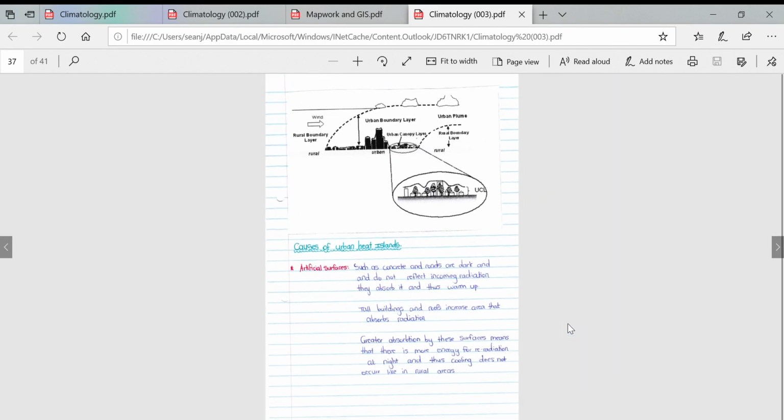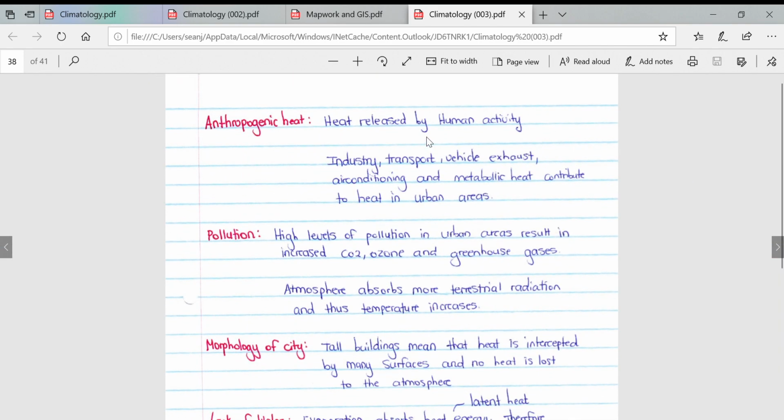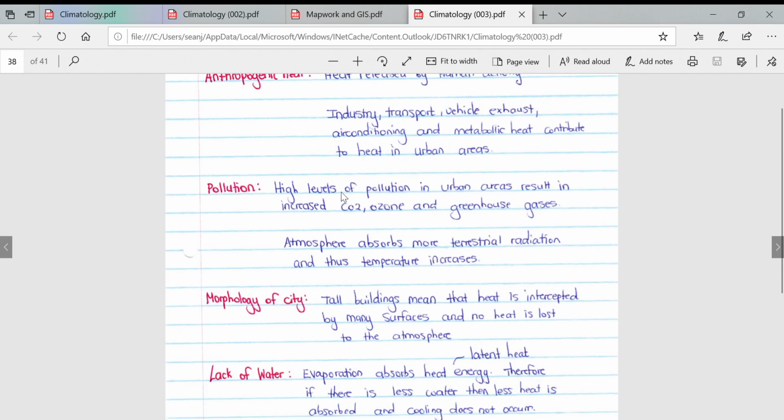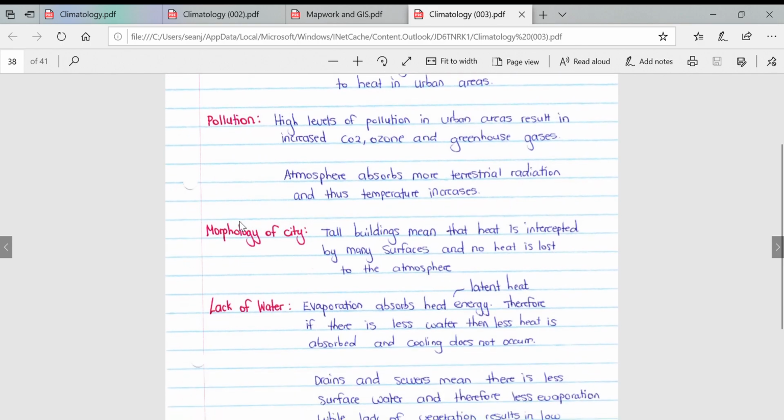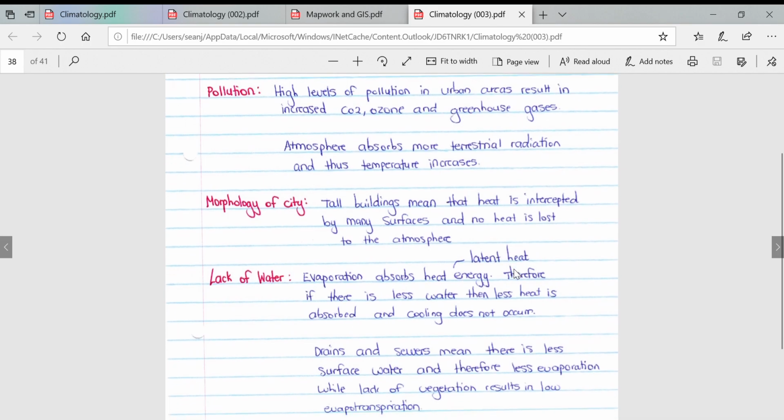like in rural areas. If we look at anthropogenic heat, this is basically heat released by human activity: industry, transport, vehicle exhausts, air conditioning, and metabolic heat contribute to heat in urban areas. If we look at pollution, high levels of pollution in urban areas result in increased CO2, ozone, and greenhouse gases. The atmosphere absorbs more terrestrial radiation and thus the temperature increases. If we look at the morphology of the city, tall buildings mean that heat is intercepted by many surfaces and no heat is lost to the atmosphere.